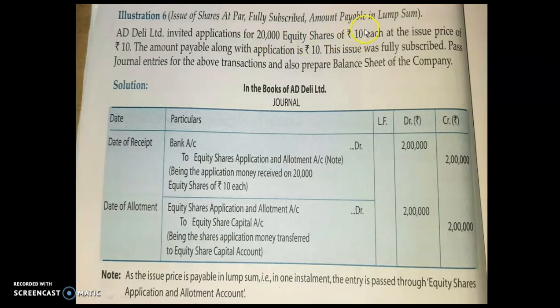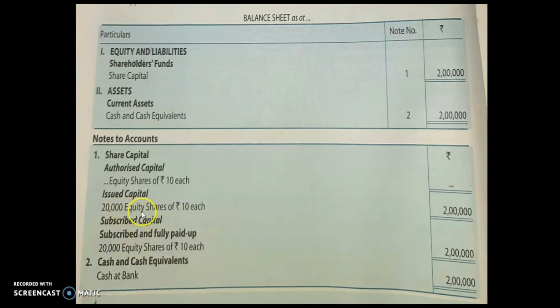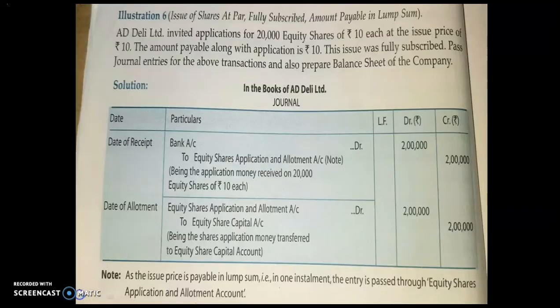What is the value of one share? 10 rupees. So same you can mention over here, 20,000 equity shares of ₹10 each. So 20,000 into 10 will give you 2 lakh. The next is, this was the issued shares, but how much was the subscribed share? Under subscribed share, as you know, there are two heads, that is subscribed fully paid up and subscribed not fully paid up. In your question it is given that the shares which were issued were fully subscribed.